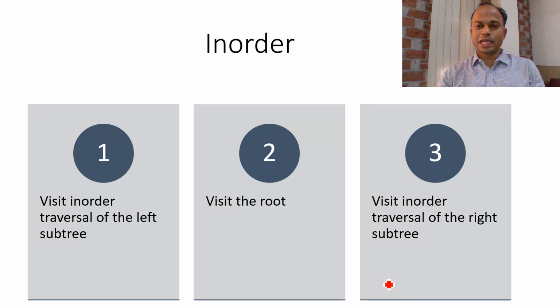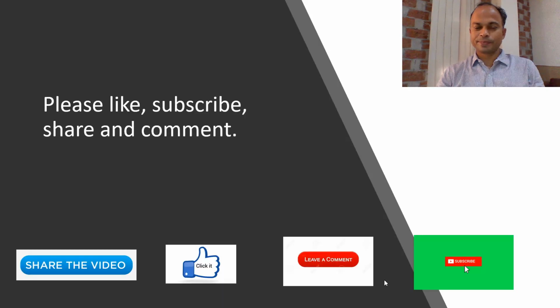If we talk about the in-order algorithm, first of all, we have to visit the left subtree in in-order sequence. Then we have to visit the root, and finally we have to visit the right subtree in in-order sequence. We have to follow these three steps to solve any numerical to find any tree traversal.